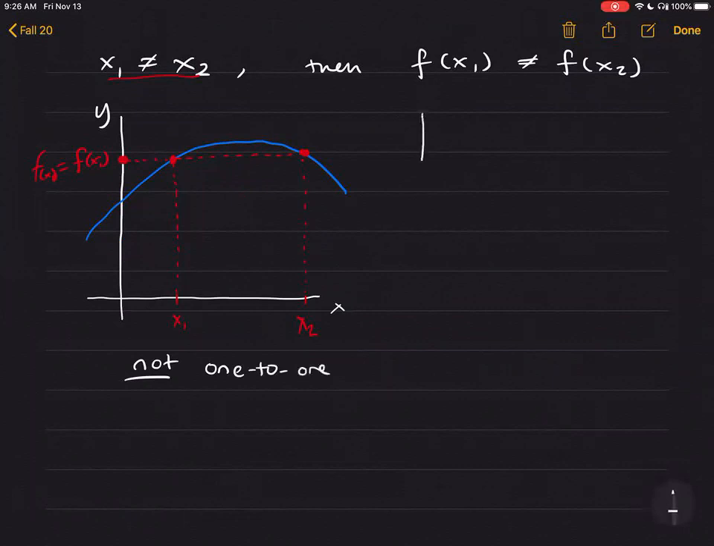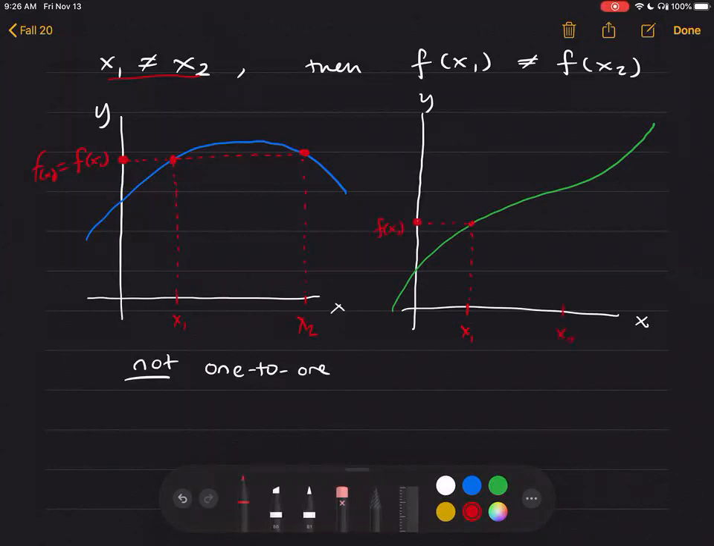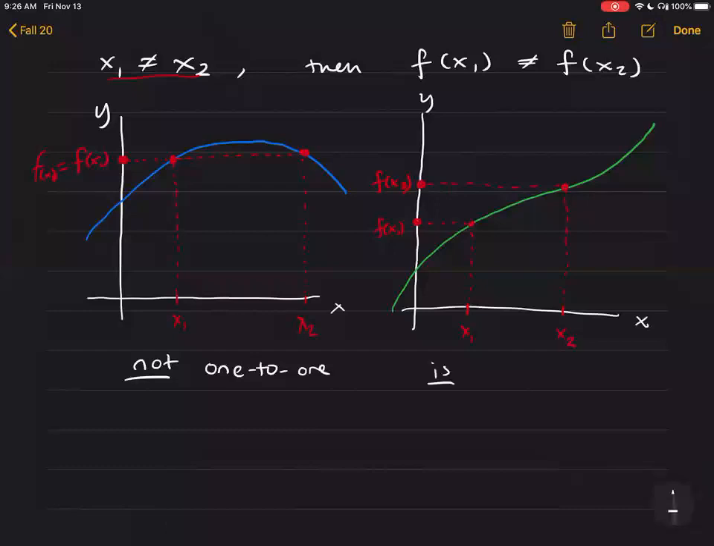Okay, but let's see a picture of something that is one-to-one. It might look something perhaps like this. Now if you take any point, like this x1, and you go up, it's at this height, so this is f of x1. And then if you take any other point, like maybe pick randomly here, this is x2, you go up and across, and we see it is at a different height, so it has a different output. So this one is one-to-one.